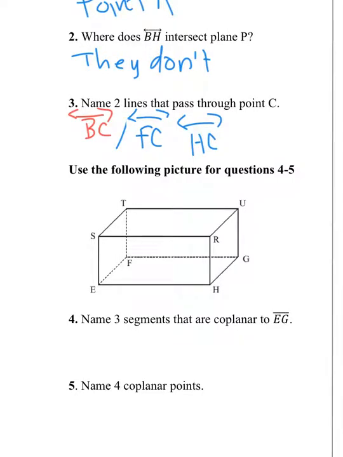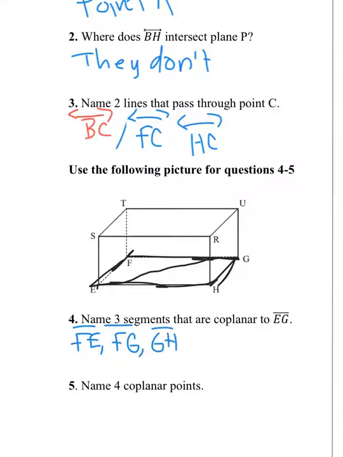Use the following pictures for 4 and 5. Name 3 segments that are coplanar to EG. So EG, if you make the segment, is this diagonal that goes there to there, which means it's on this bottom plane. So any segment that's a part of that plane will work as coplanar. So there's multiple choices: FE, FG, GH, EH, and then don't forget also the other diagonal that isn't drawn again but still works, FH. Now I know it only said 3, but any of those will work, and they're all on the same plane.